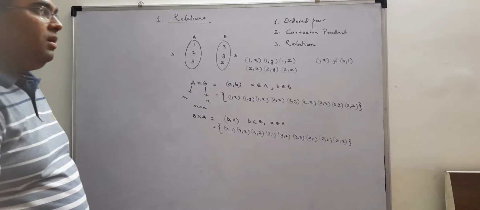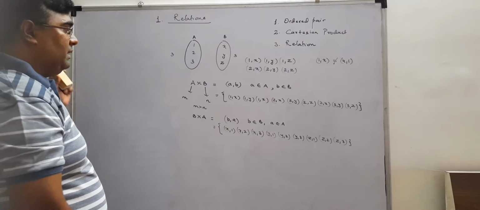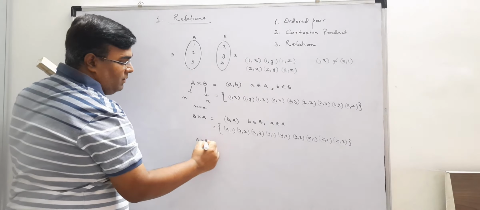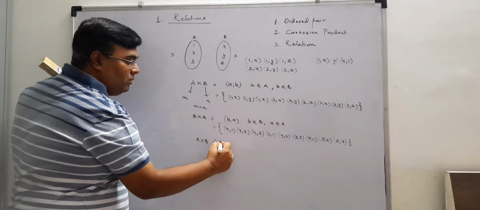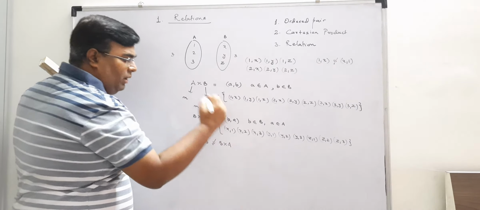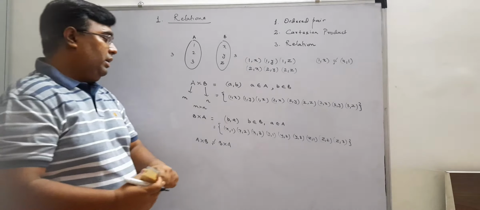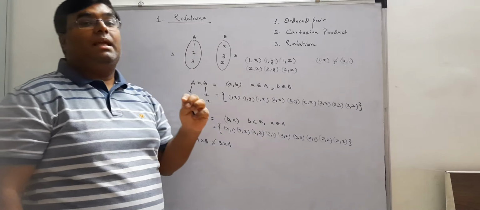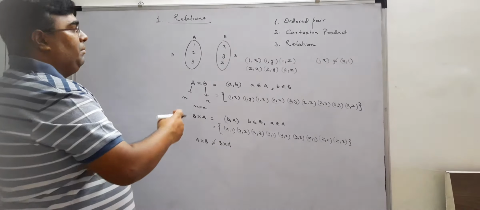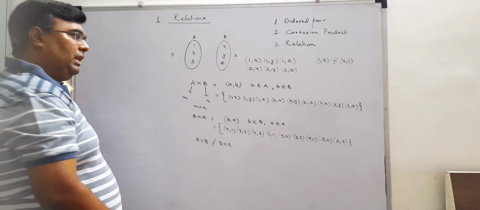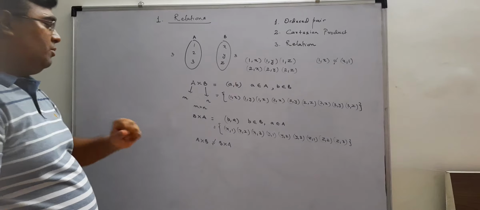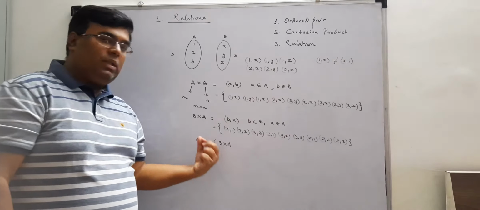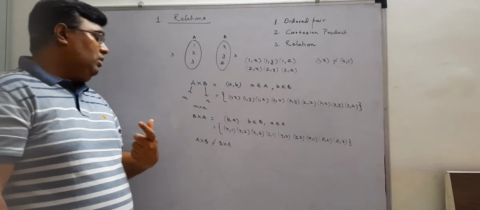Both the ordered pairs are different. Hence we can say that A cross B is not necessarily equal to B cross A. It can be equal when all the elements of A and B are the same. If I write B also as 1, 2, 3, then A cross B will be equal to B cross A. But in general, A cross B is not equal to B cross A.